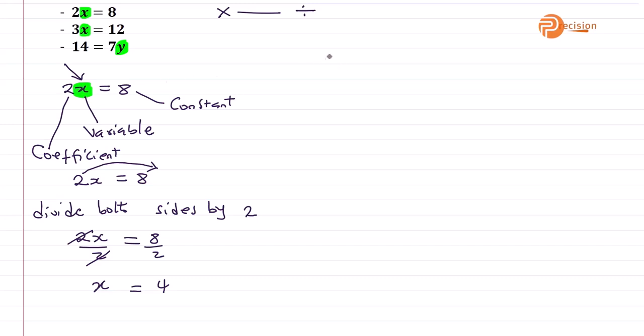Let's go to the next question. The next question says 3x is equal to 12. As always, you know we are solving for x, which is the variable. And here, 3 is the coefficient, while 12 is the constant. So 12 is on the right hand side. On the left hand side, we have 3x. They are together. And you know we are solving for x. So let's go ahead and solve.